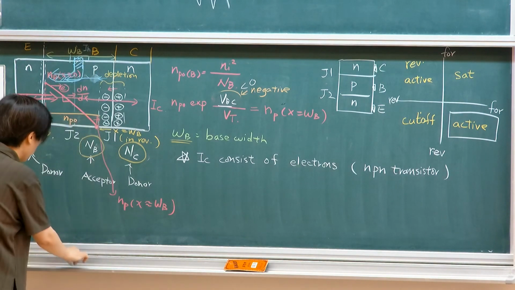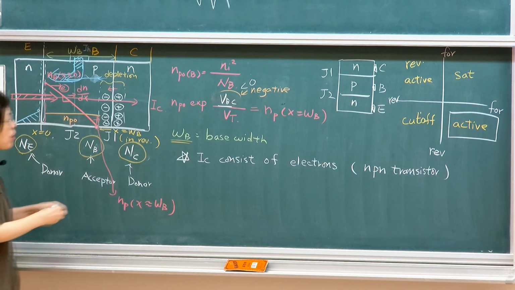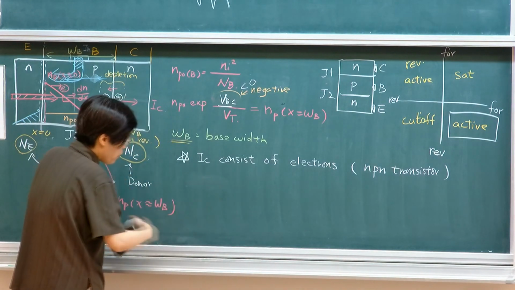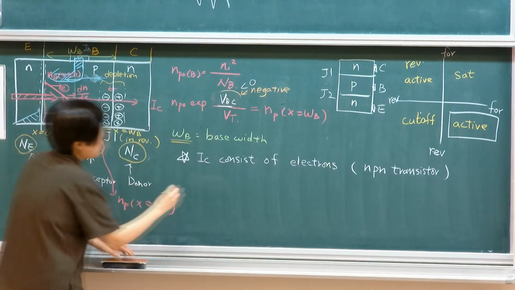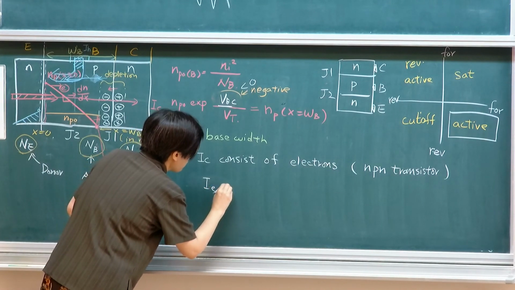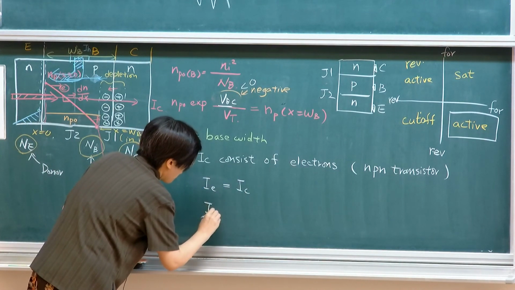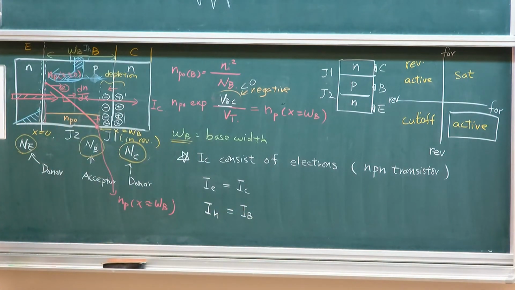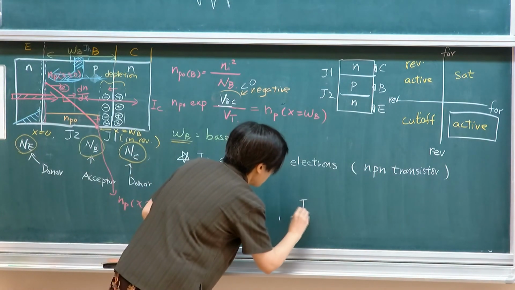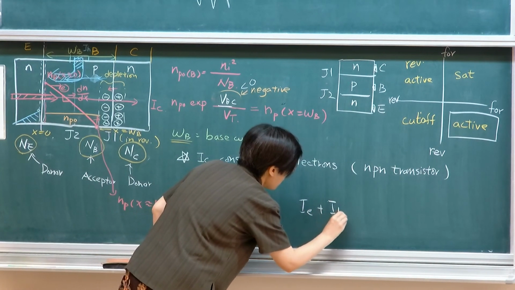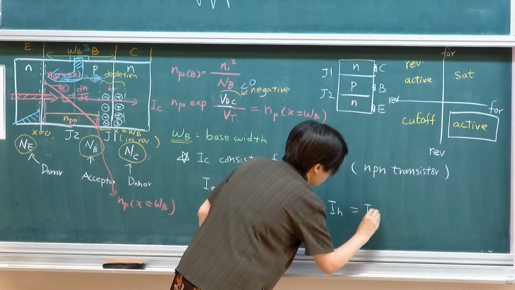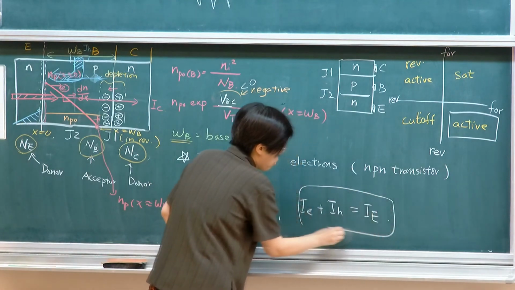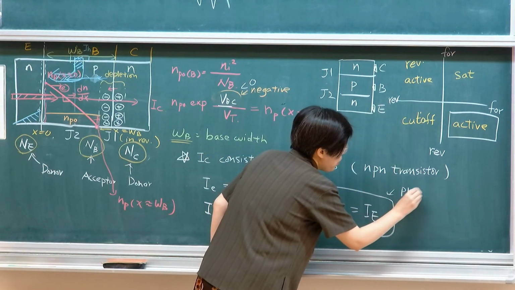So if you look at the whole picture, if you think about the p-n junction, I have electron current that will go to the collector. I have hole current that will actually come from the base, only for the base to supply. And the electron and hole currents have to be supplied by the emitter. So this is the typical p-n junction that we have.